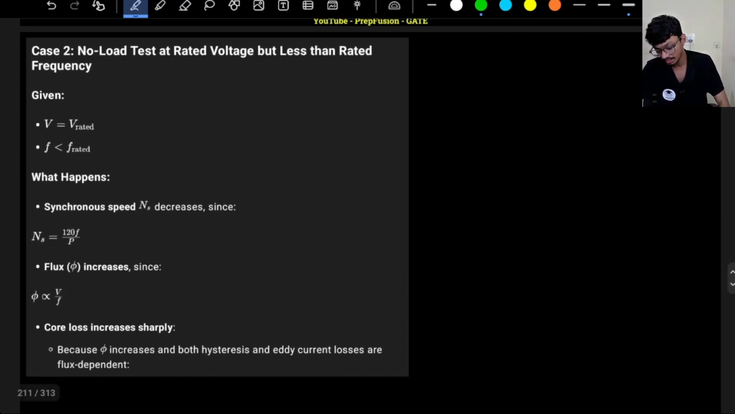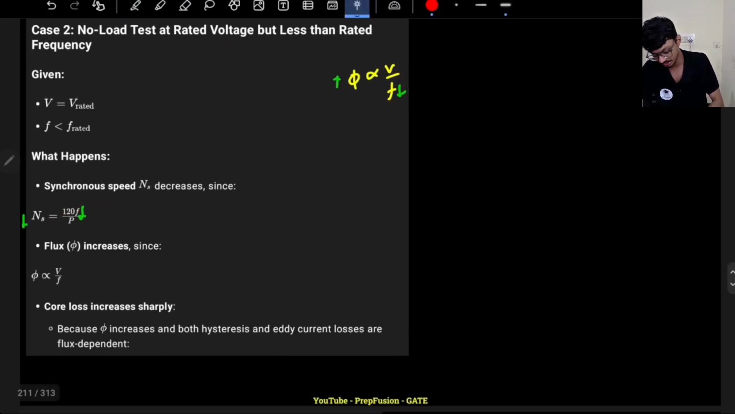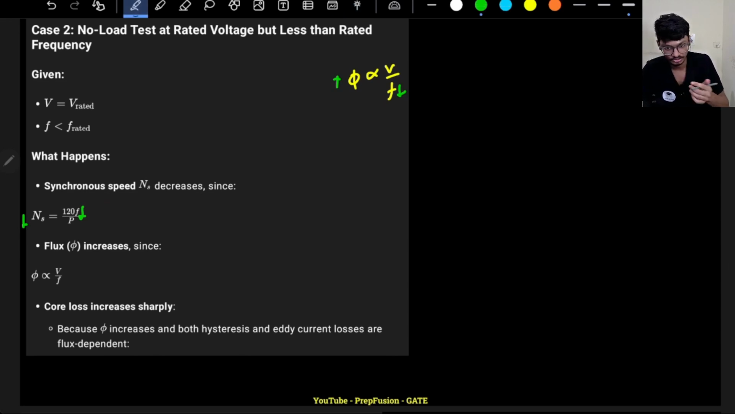Now if we are operating at rated voltage but less than rated frequency, what will happen? This time again, flux is proportional to voltage by frequency. So frequency is now reducing, voltage is constant, so flux will increase. If frequency reduces, the synchronous speed will reduce. If synchronous speed reduces, that means the rotational losses also will reduce slightly, because Nr is approximately equal to Ns, so the rotational losses will reduce.